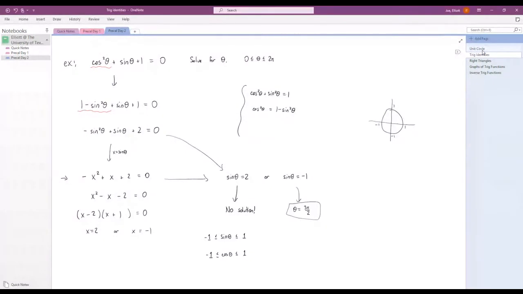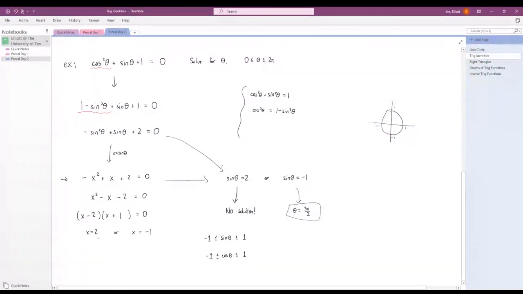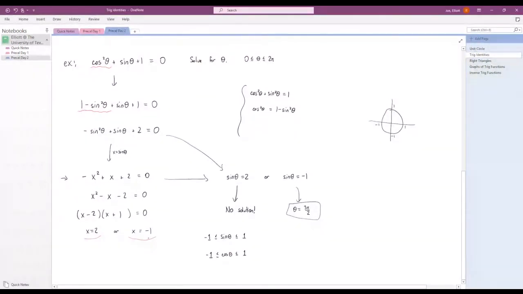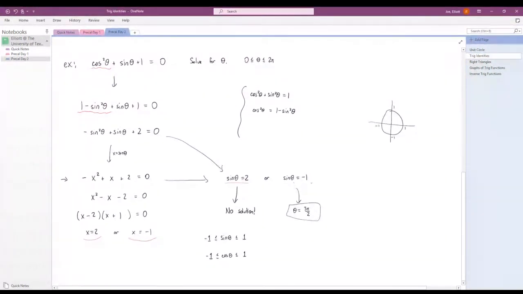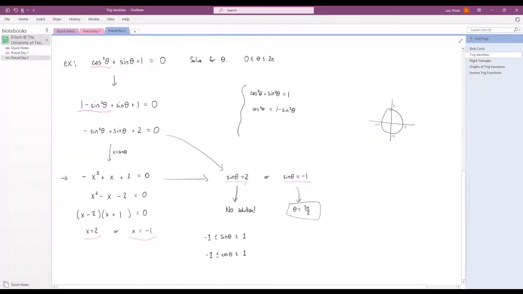So yeah, going back to where this came from. That came from the work that we did down here. We thought of sine theta as being a single variable x. We solved for two possible values for x. And since x is sine, that gave us two possibilities for sine of theta. But one of them led to no solution. So this is the only one that gave us an actual answer.